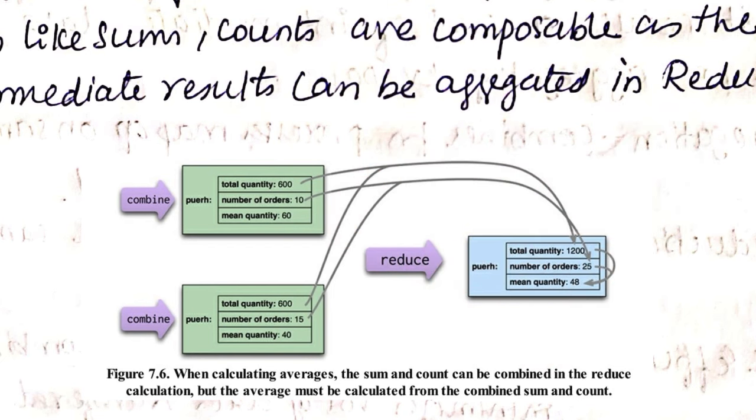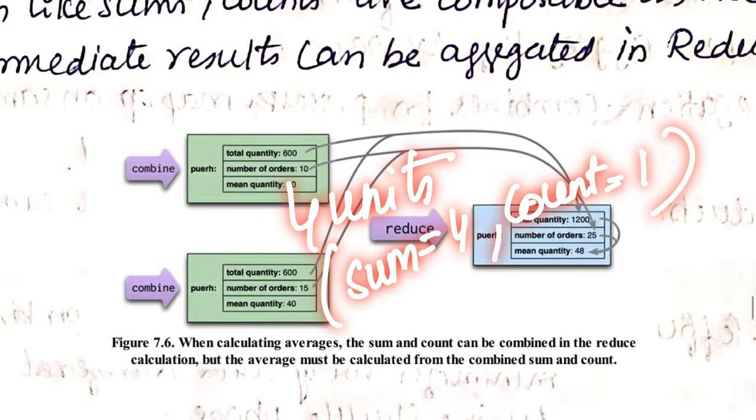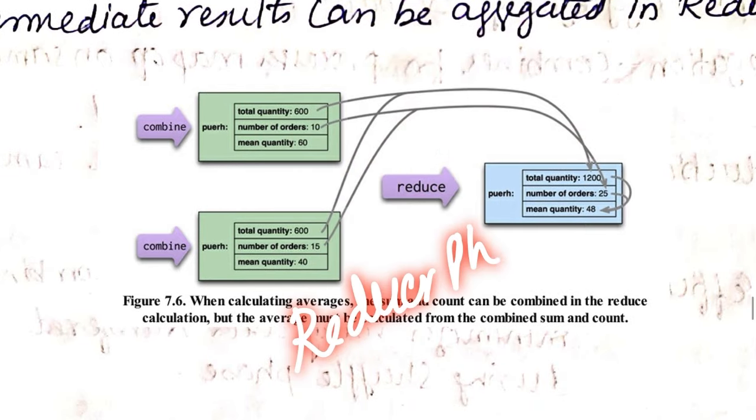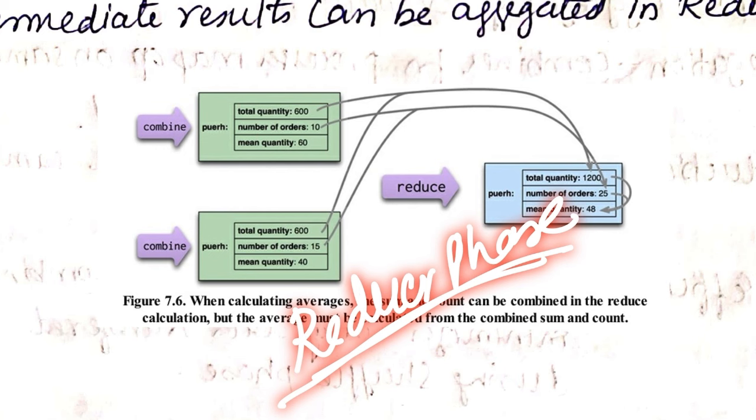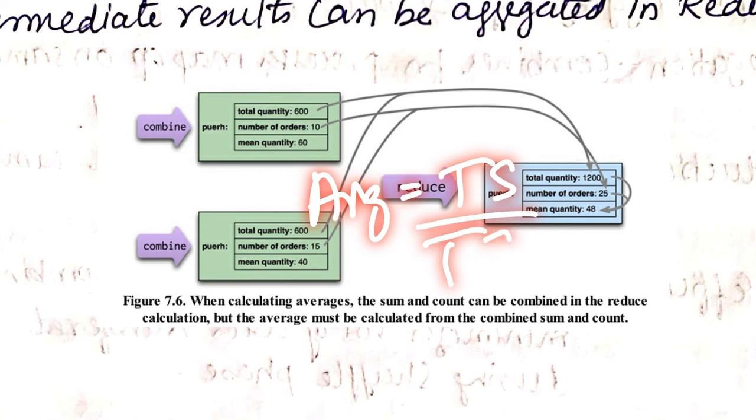To overcome this, we will make use of the mapper phase and reducer phase. In the mapper phase, for each order we will emit the total quantity and a count of 1. For a product, let's say with an order of 4 units, we can emit the sum as 4 and count as 1. After that, in the reducer phase, we will combine the sums and the counts for each key, or each product. That is, add up the quantities for the product, the sum, and the number of orders, that is the count. We use these combined values to calculate the average. This average would be total sum by total count.